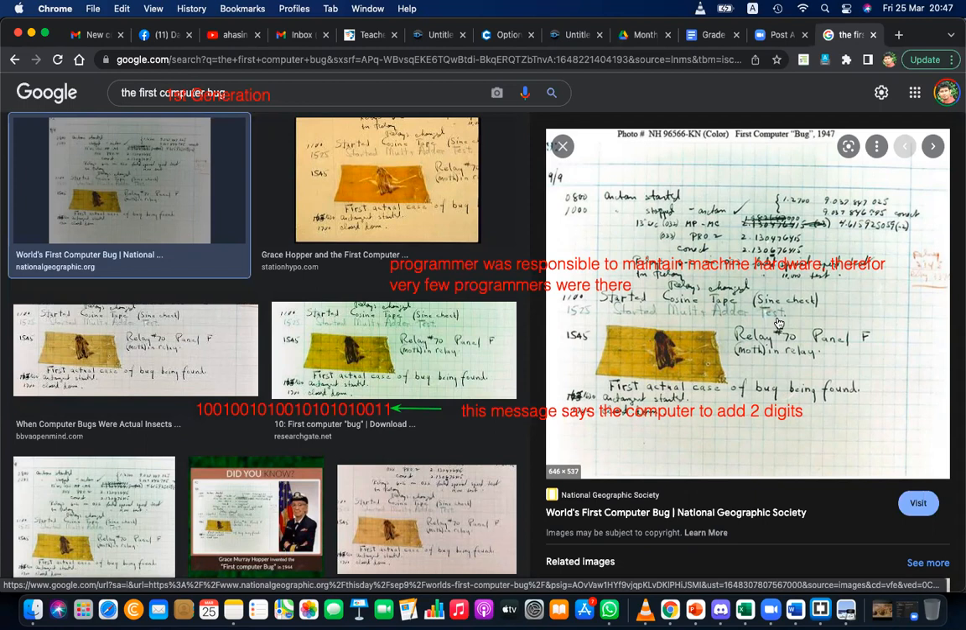Then the programmer had to go and maintain that. So when he was finding the error, he found that in between a switch, there was some insect. He thought it's a bug.